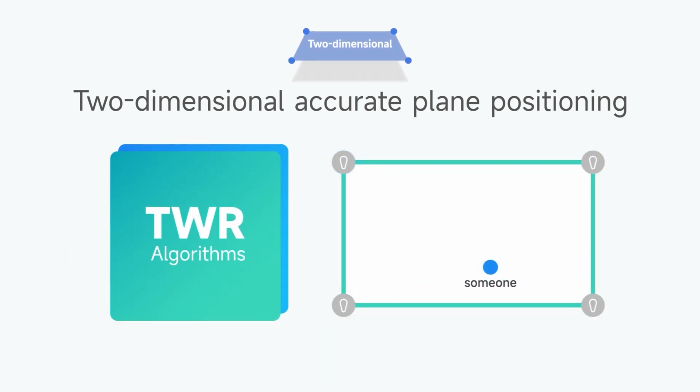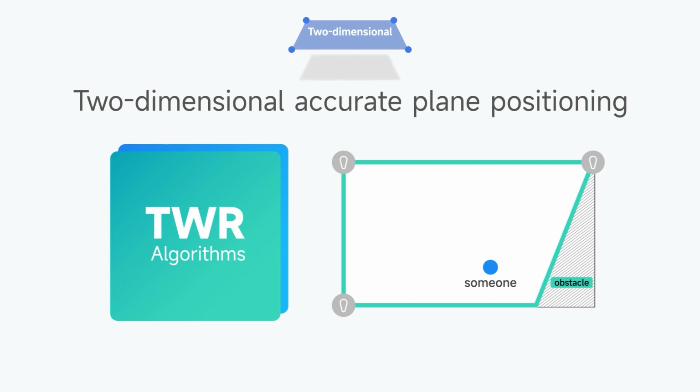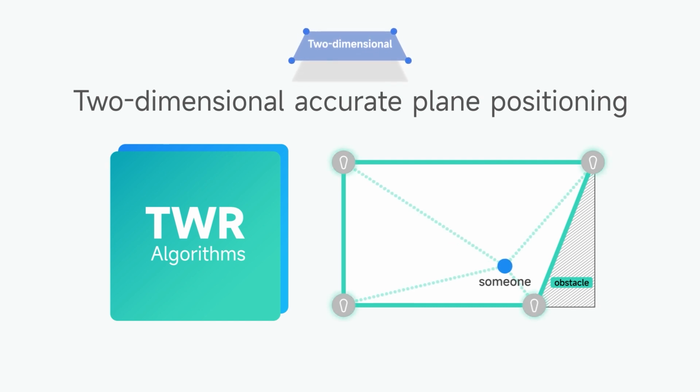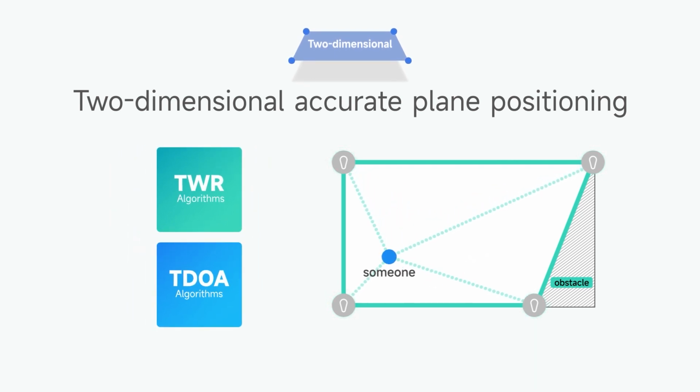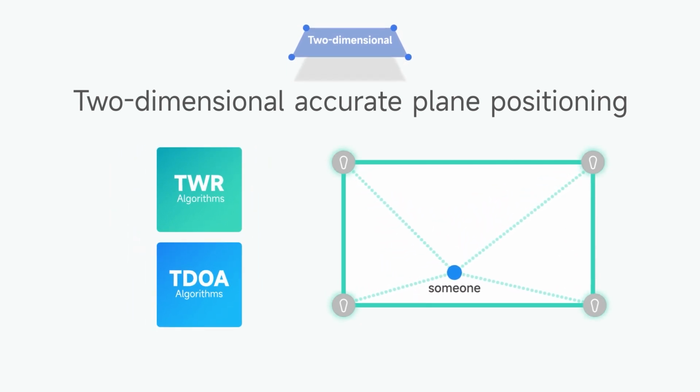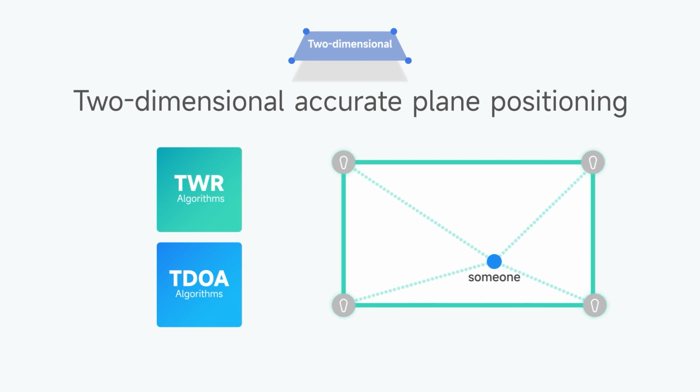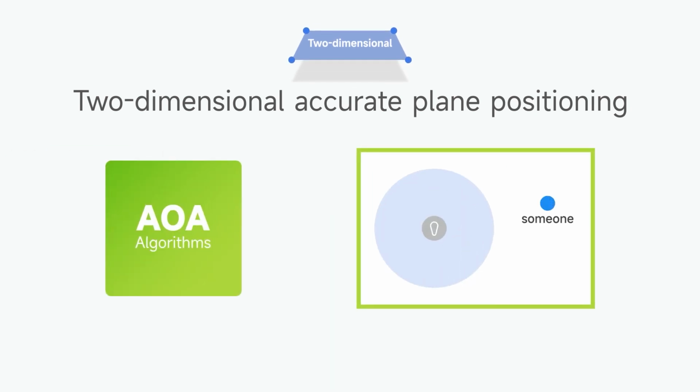When the TWR algorithm is used for positioning, the location of the anchor is free and depends on the specific situation. In order to benefit from TDOA, it is generally recommended to arrange anchors in a rectangle. When the AOA algorithm is used for positioning, only one anchor is needed to achieve two-dimensional positioning, which is suitable for precise positioning in small areas.